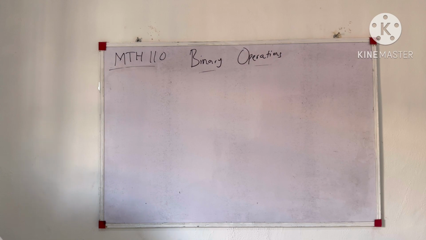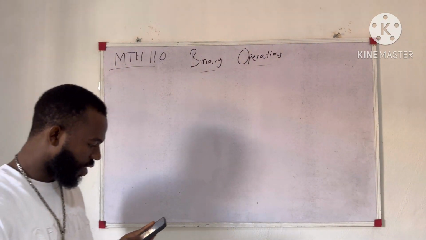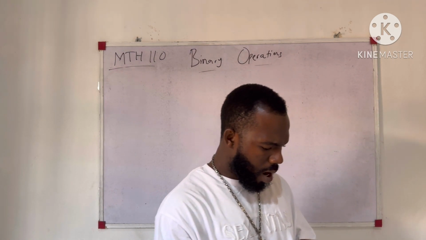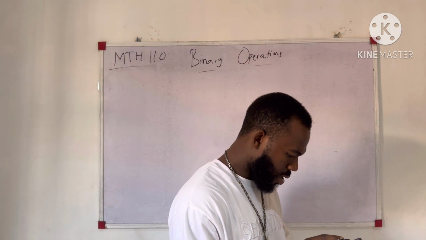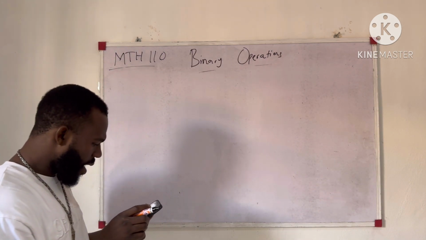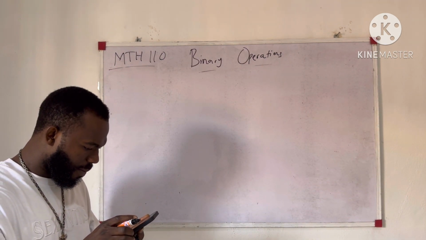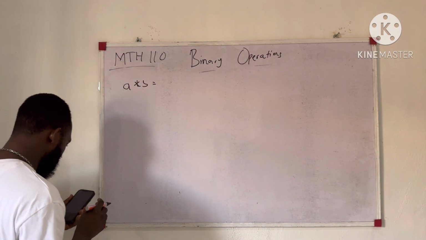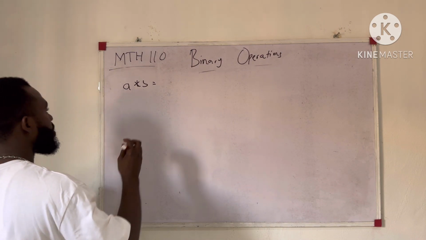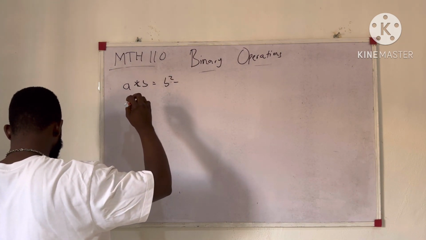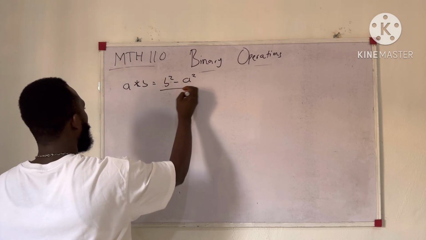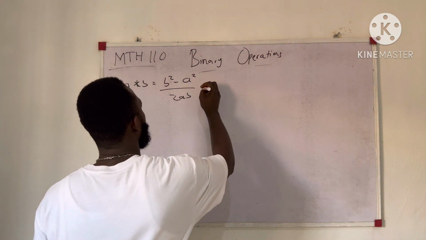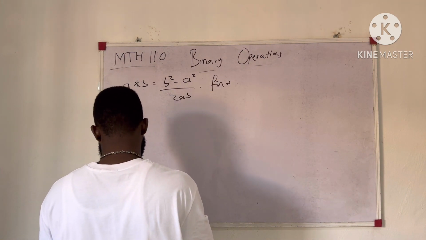All right. So now, without wasting time, let's go to our next question. The question says, a binary operation on the set of rational numbers is defined by A operation B equals B squared minus A squared over 2AB. All right, first, find 3 operation 2.